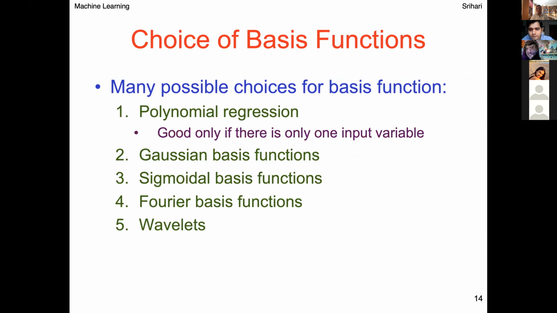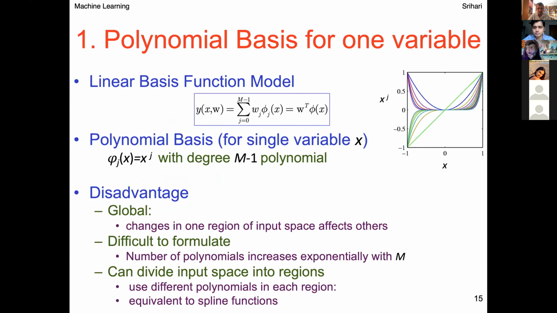So what are these basis functions? There are many possible choices for basis functions. Choosing polynomials of x is good only if there's one input variable. It doesn't work well with more complex situations. Gaussian basis functions are a good approach, where we replace every one of those phi j's with Gaussians with different means and possibly variances also. They could be sigmoids centered on points, or they could be Fourier basis functions, wavelets. There are all kinds of basis functions. Gaussian is probably the most commonly used one.